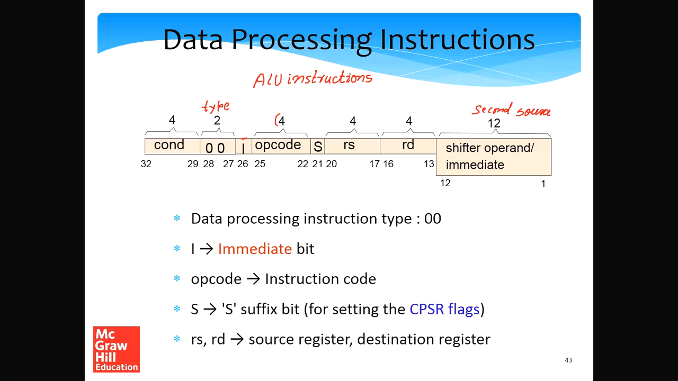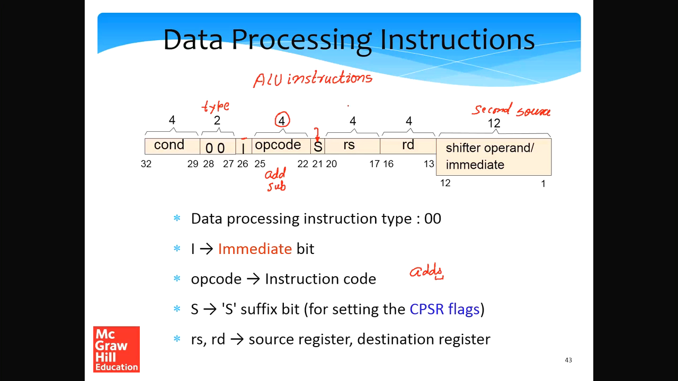Subsequently, the next 4 bits specify the op code, or the operation code, what kind of operation it is, such as add, subtract, logical AND, logical OR, and so on. The 21st bit is the S bit. The S bit is the S suffix bit that we talked about. For example, we talked about the instruction ADDS. The ADDS instruction sets the CPSR flags, the program status register flags. So this is the S suffix. It can be added to any data processing instruction, and this will automatically make it set the CPSR flags.